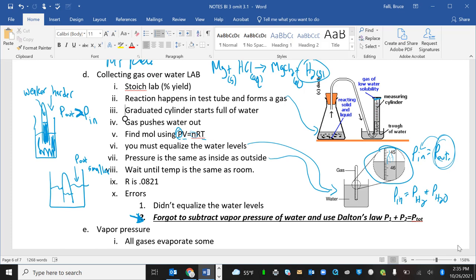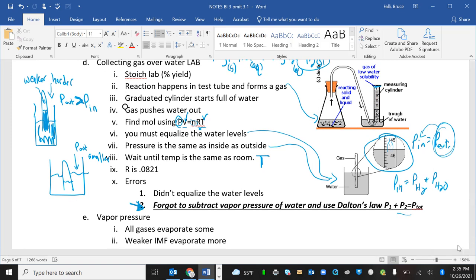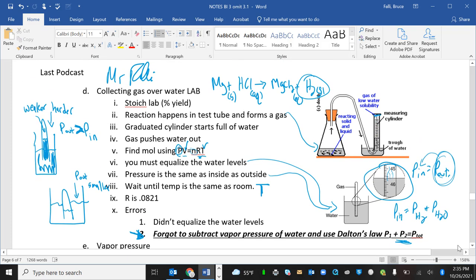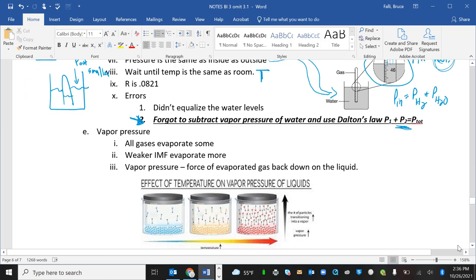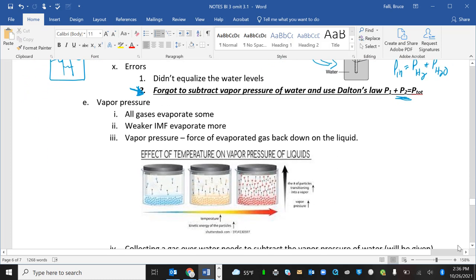You wait until the temperature is the same as the room. You just tend to not mention that, but that gives you the temperature. So we've got P, we've got V we can read, we've got temperature right here, R is a constant, and then we can solve for n, which is the number of moles. So people forget to subtract the vapor pressure here. People forget to equalize the water levels, and that's it. Okay. So I'll give you some data, and we'll run through that. And there's problems like that we're going to do tomorrow.